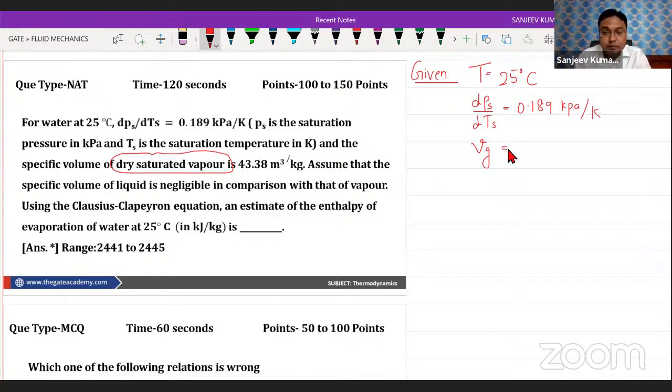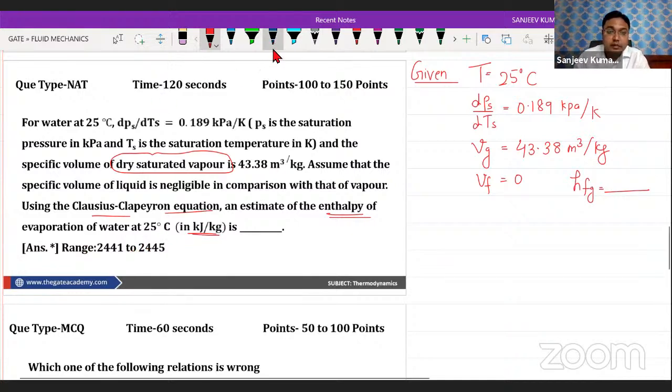Vg is equal to 43.38 meter cube per kg. Assume that the specific volume of liquid is negligible. That means Vf is 0. Question is, using the Clausius-Clapeyron equation, estimate the enthalpy of evaporation. That is, we have to find hfg, right? We have to find hfg in kilojoule per kg. This unit is given, right? Answer is also given. So how can we write this down? So look into the solution.